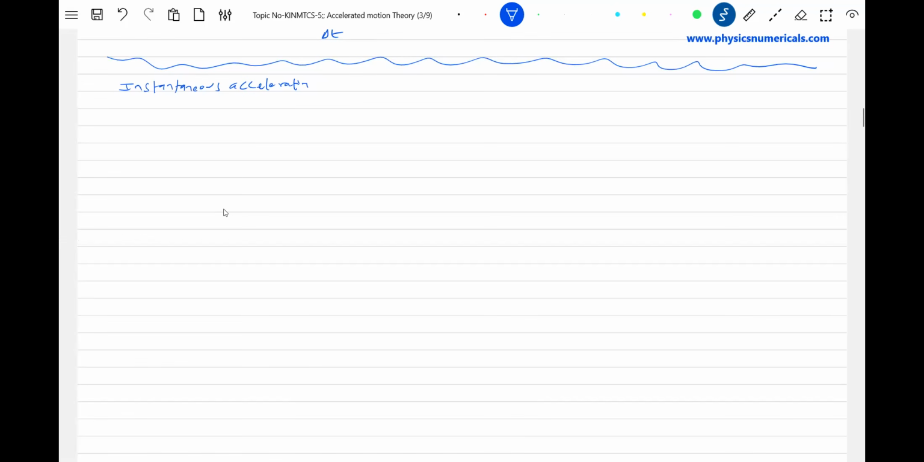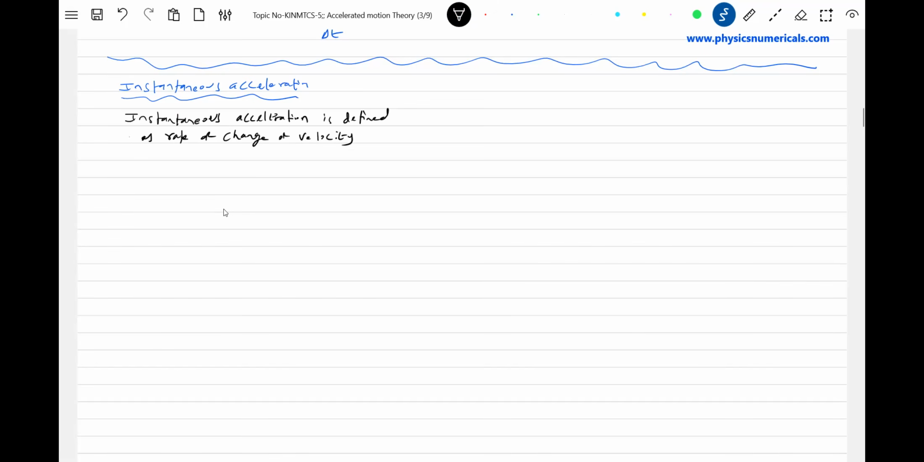Look at now. So what is the definition? Instantaneous acceleration is defined as the instantaneous rate of change of velocity. So A instantaneous bar should be equal to dv bar by dt. In general, whenever I say acceleration, it will be instantaneous acceleration only.